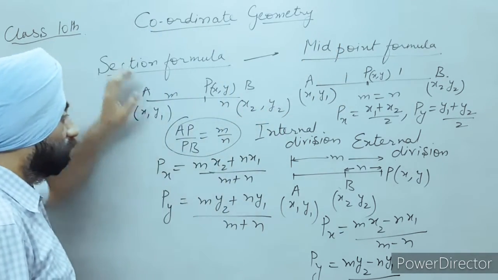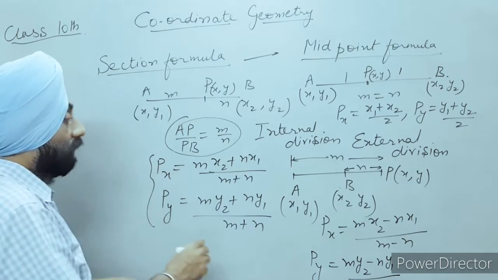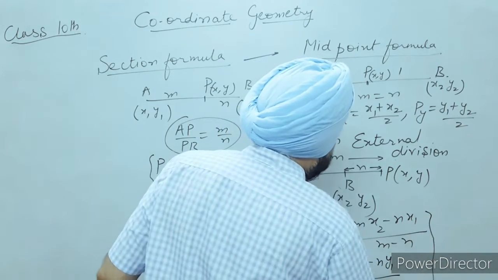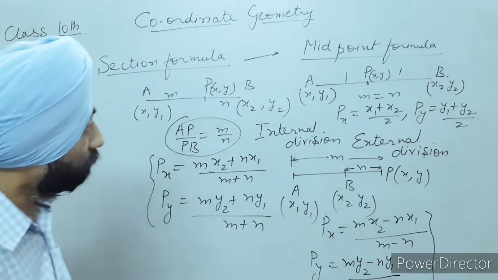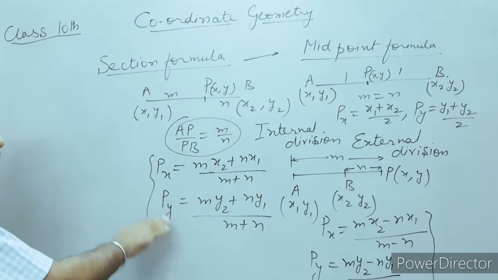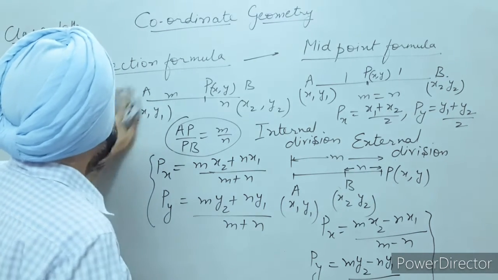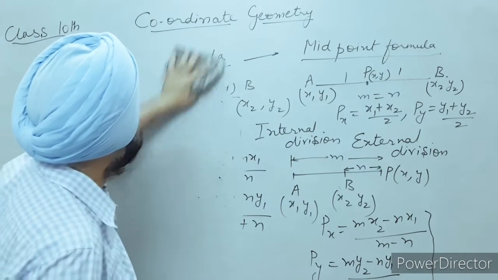This is the section formula for internal division, and this formula is for external division. Hope this is clear to you. I just revised it for you. Now, we will do a few questions based on the section formula.